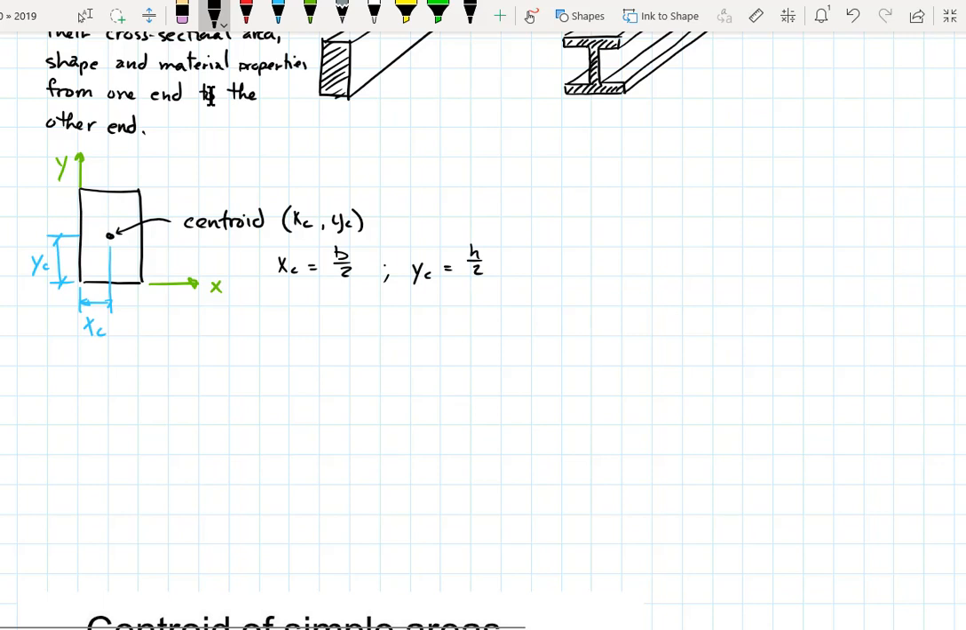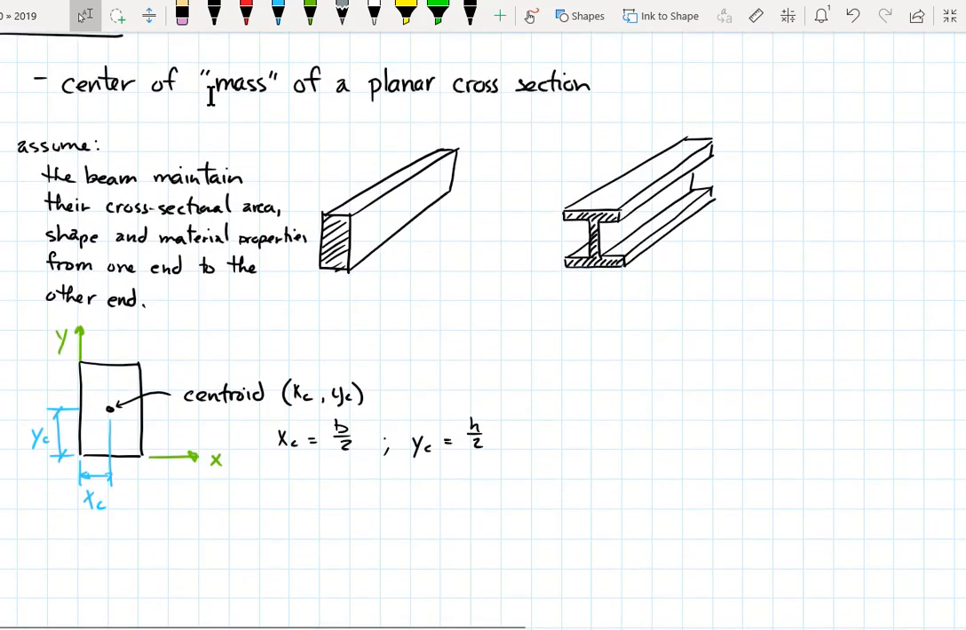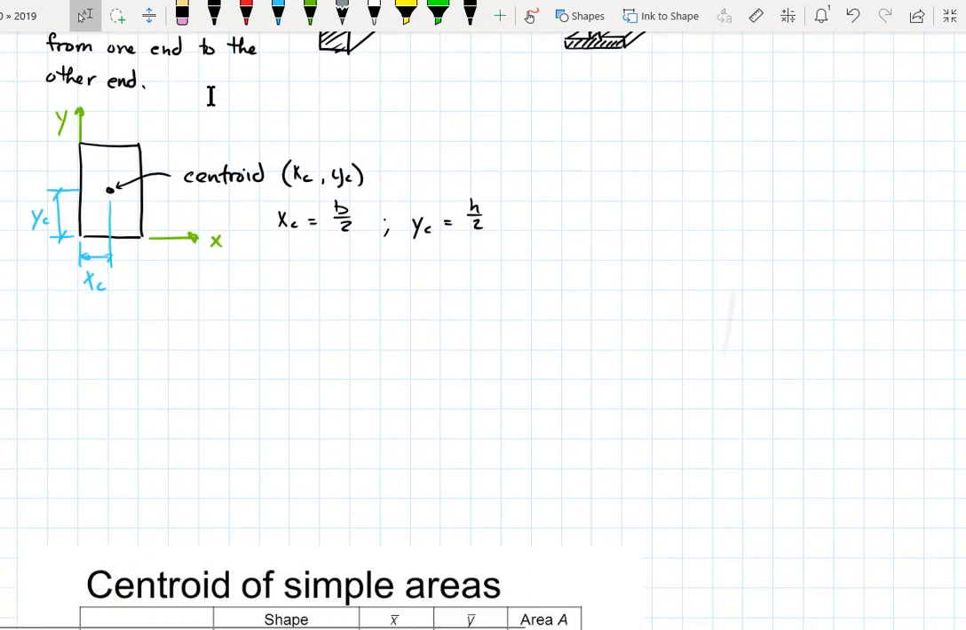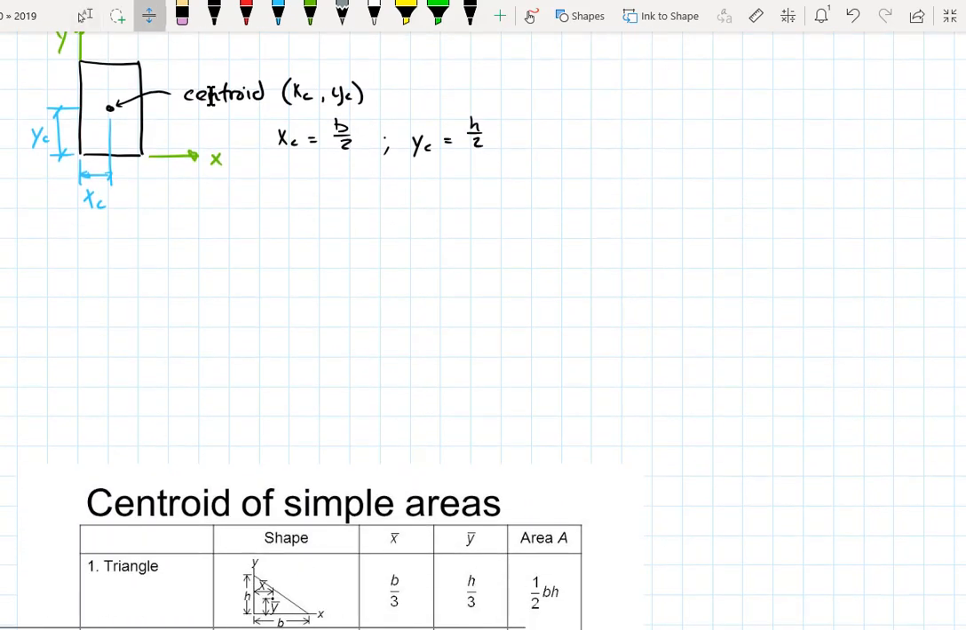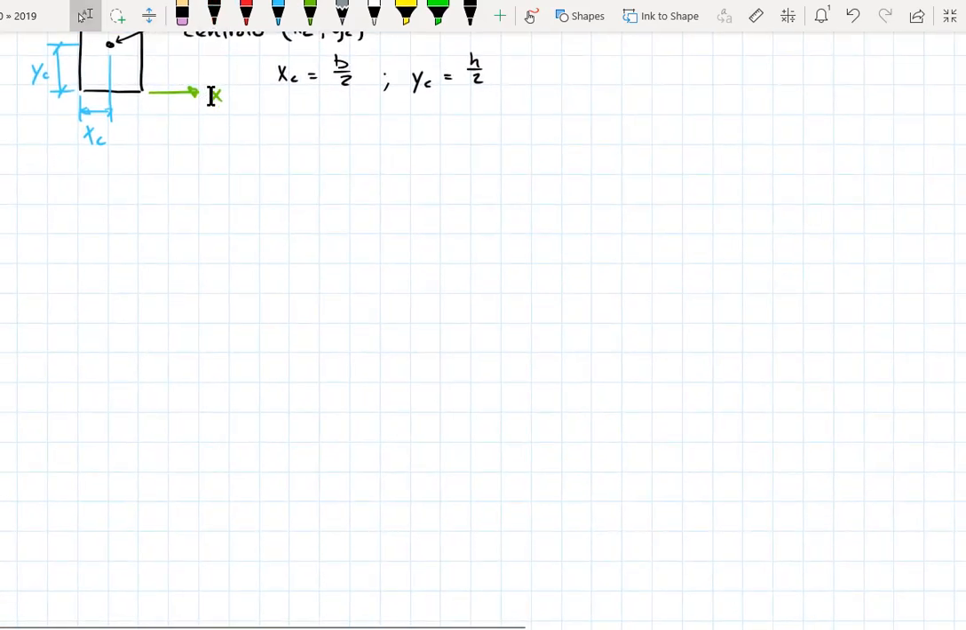If it was a circle, same kind of thing. It's just the diameter over 2. It's right at the very center. Even the I-beam is symmetric, so it's right in the middle. But when things are not symmetric, that's when we have a little more issue in figuring it out. So another type of beam that's relatively common is, instead of an I-beam, a T-beam. So it has a cross section that looks like the letter T, or a capital T.